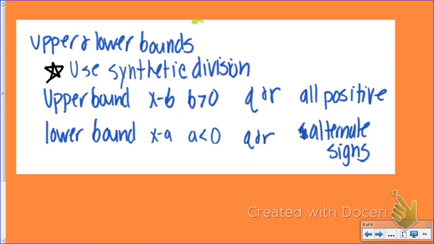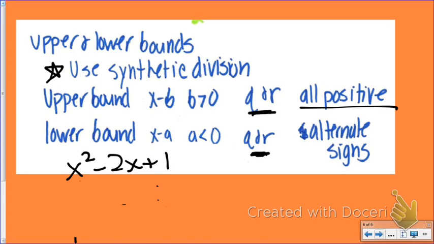So if I do synthetic division, I can prove that a number is an upper bound if, when I do synthetic division, my quotient and remainder are all positive numbers. I can prove something is a lower bound if I do synthetic division and my quotient and remainder alternate signs. So let's say I have a function.